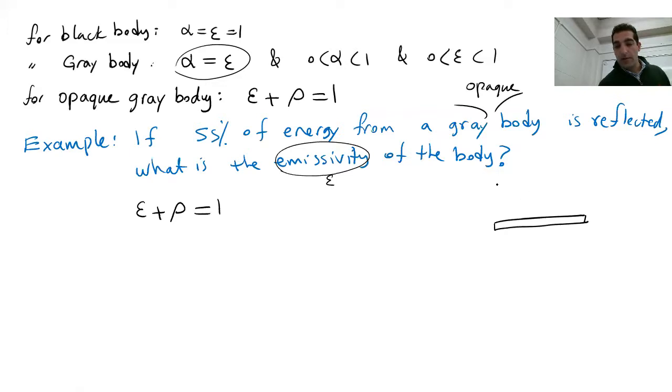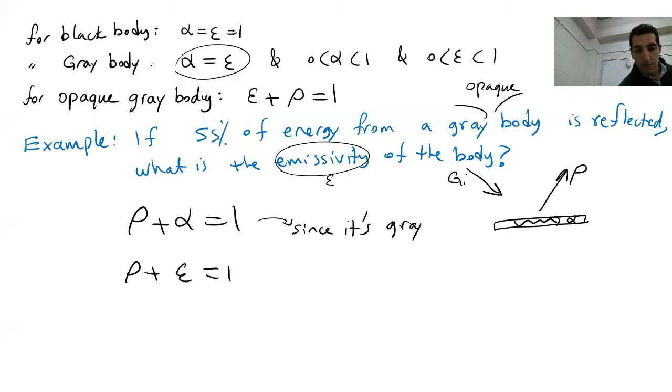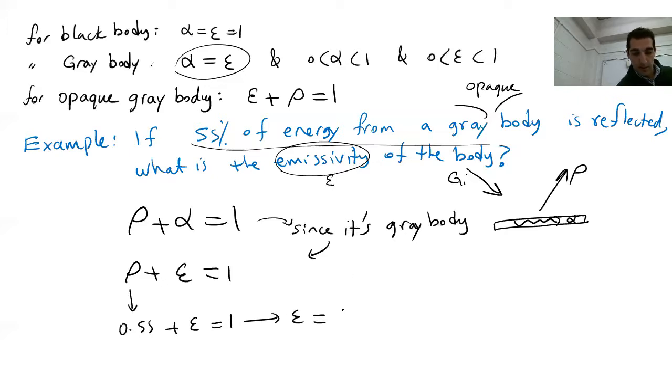So what happens is that from the incident energy, let's say incoming energy G_I, a portion will be reflected, a portion will be absorbed, right? Nothing can be transmitted. So if I don't follow this book manual, I would say rho plus alpha is 1 because we're dealing with an opaque body. And since it's a gray body, alpha is epsilon, so rho plus epsilon is 1. And we already know 55% is reflected. So if rho is 55%, then epsilon, or emissivity, is the remaining 45%.